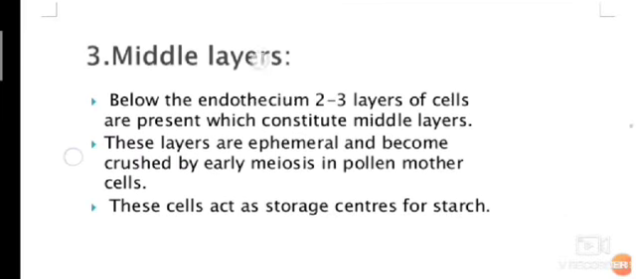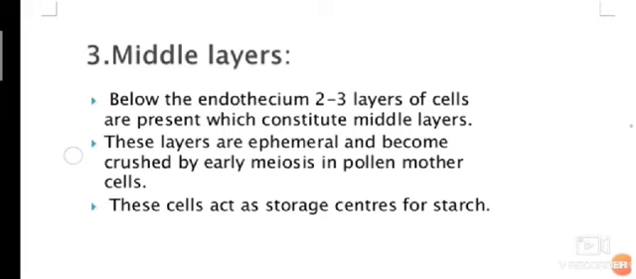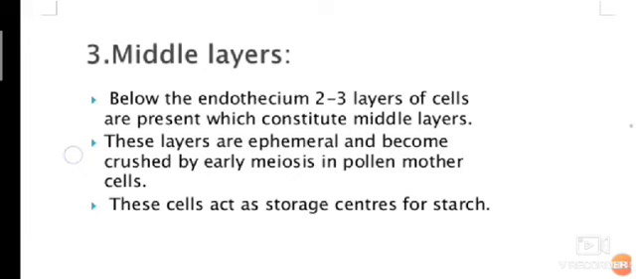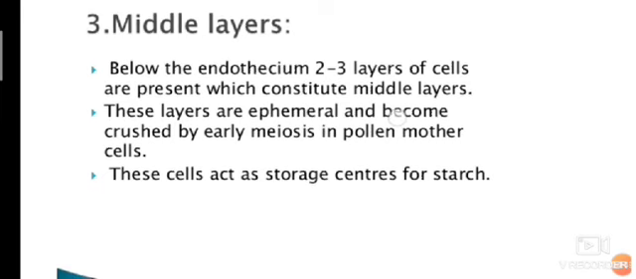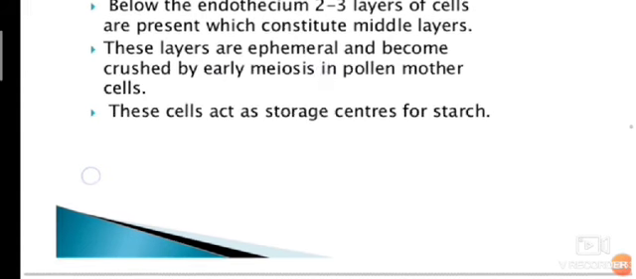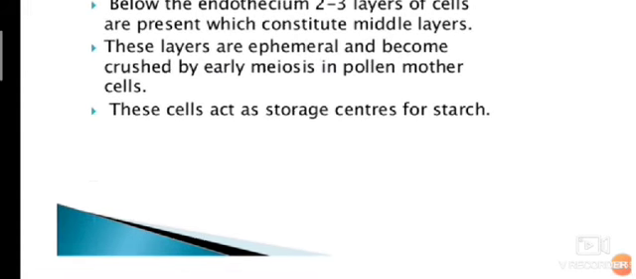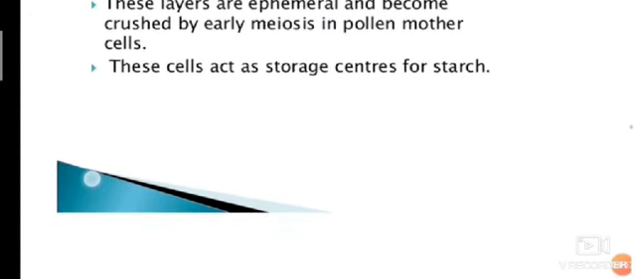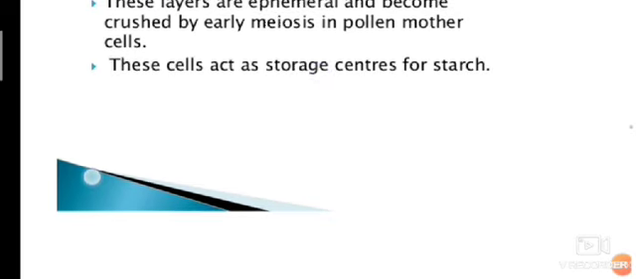Middle layer. Below the endothecium, two to three layers of cells are present, which constitute the middle layer. These layers are ephemeral and become crushed by early meiosis in pollen mother cells. These cells act as storage centers for starch.